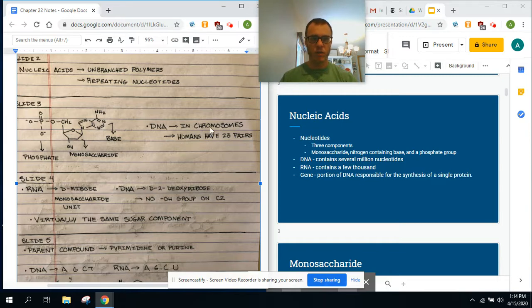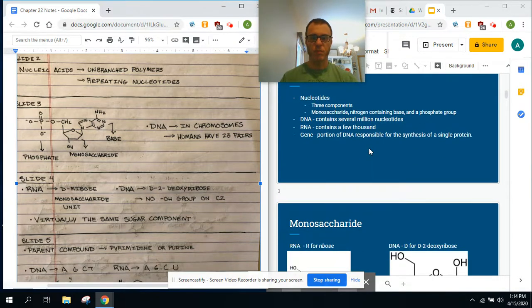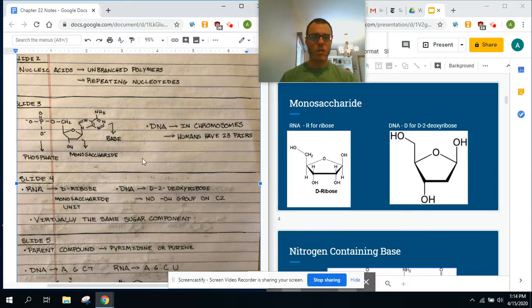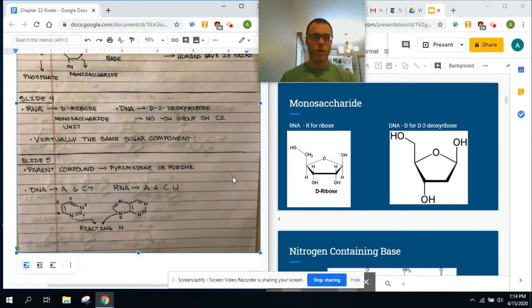So we have all this information so far. It's pretty straightforward. The monosaccharide that we are going to talk about, this is the R in RNA. It's called ribose. And you can see this is what ribose is. It's a monosaccharide. There is our Haworth projection. For DNA, it's 2-deoxyribose. And that D in DNA stands for deoxyribose. All right, so that's what we have there.